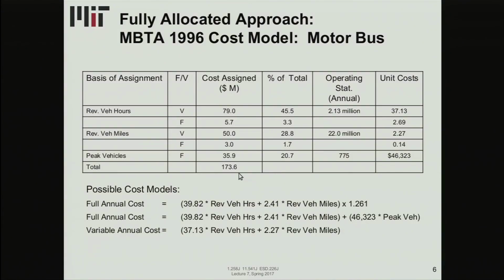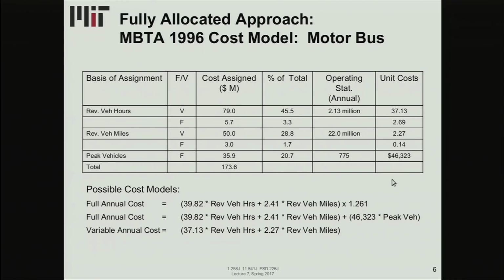The total cost to be allocated is 173.6 million, and we divide it over these 6 categories. So the 3 variables and their fixed and variable variants. Here we have the percentages of each and the unit costs, right?